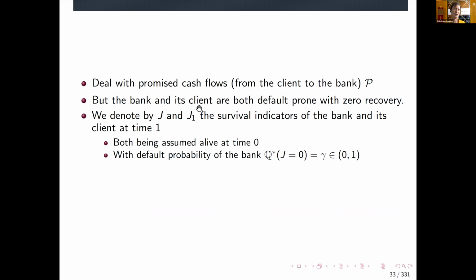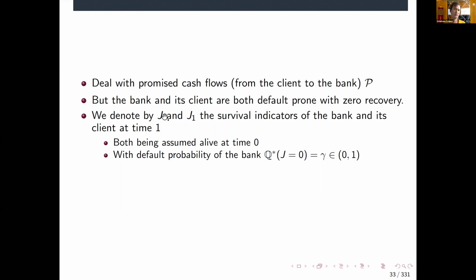The thing is that the bank and the client are both default prone, and we assume zero recoveries just to spare a few notations. So, of course, in the following chapter, the philosophy will be completely opposite. I will restore all the complexity of the real setup of a bank. But here I really want to focus on the principles.